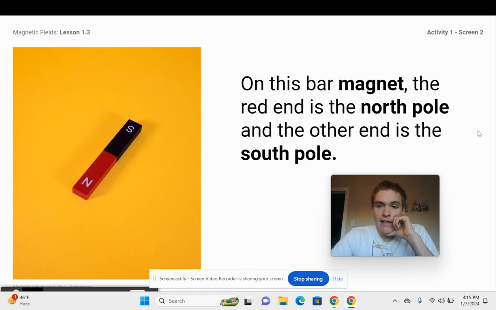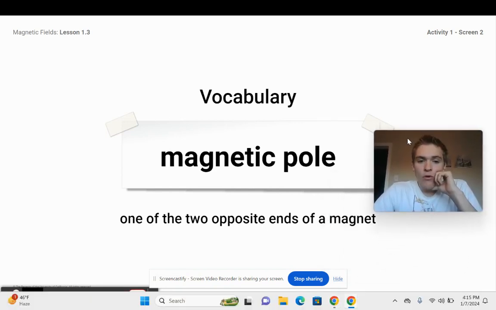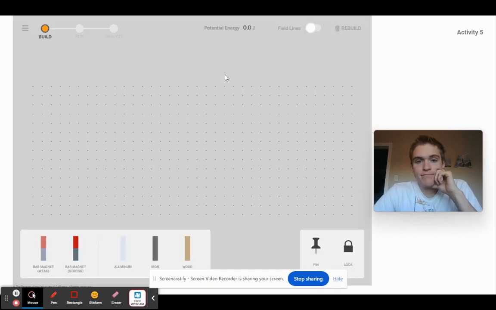This is a bar magnet. The red end is the North Pole, and the other end is the South Pole. You may have played with magnets before. They're really fun. A magnetic pole is one of the two opposite ends of a magnet.